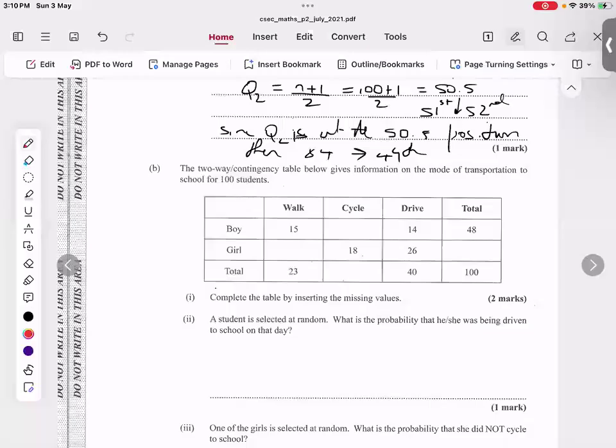All right, so hold on. Which one did you work out? This one? The boys. So you add 15 and 14, and take it from what? 48. All right, how much do you get when you do that? 19.